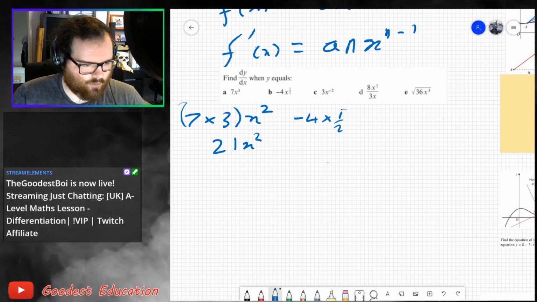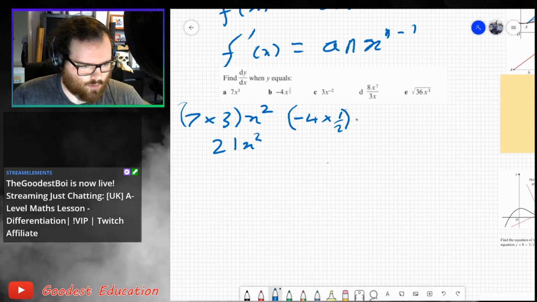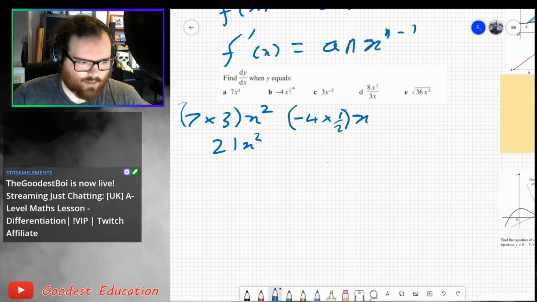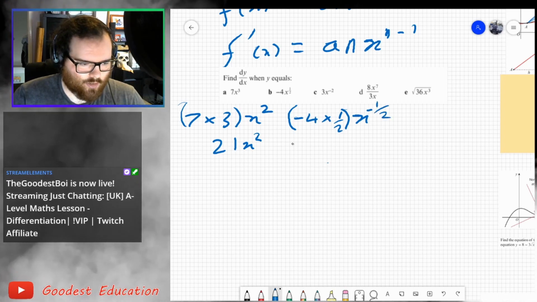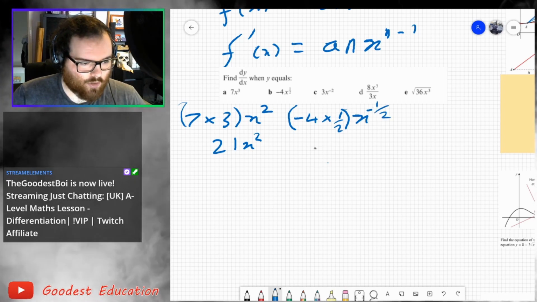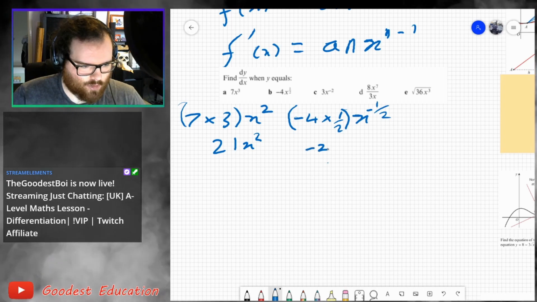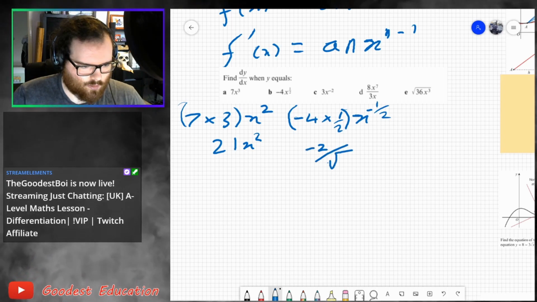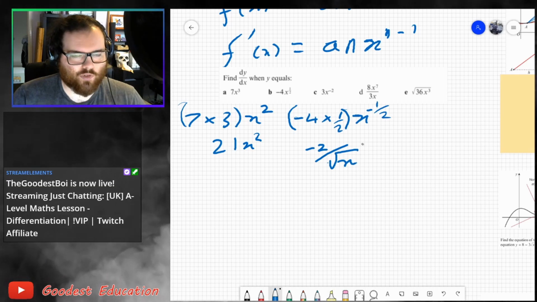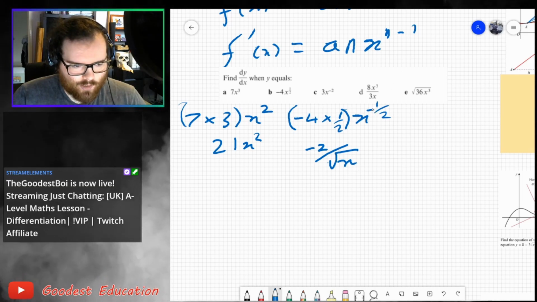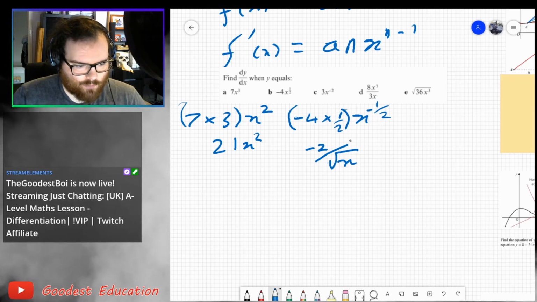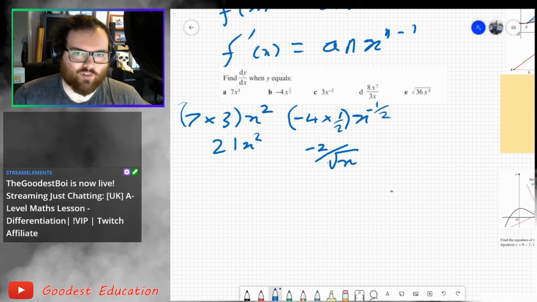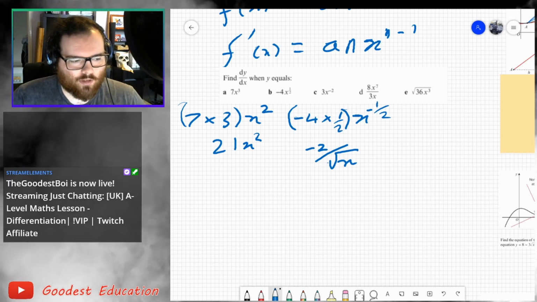times a half, and then you're going to have x to the power of a half minus 1, which is minus a half. So you can also write this as minus 2 over x to the half, because when you have a negative power, it's the reciprocal, so you flip it, and the power of a half is the square root.